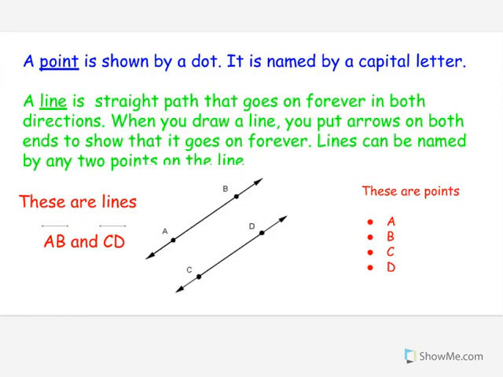Okay, so we're going to start out by talking about a point. When we're talking about geometry, a point is actually a dot. And it is named by a capital letter. So this point right here would be point B. A line is just a straight path that goes on forever in both directions. When you draw a line, you put arrows on each end to show it goes on forever. So line AB has arrows at both ends, so it goes on forever.